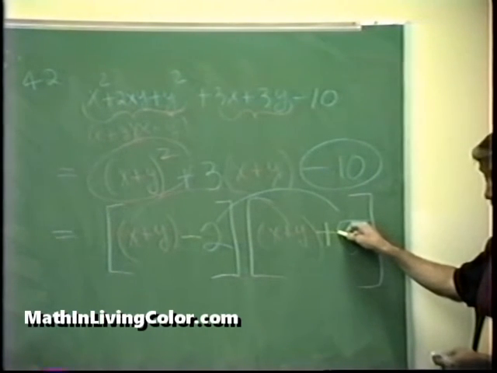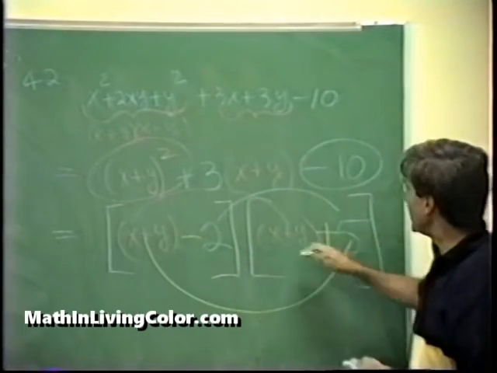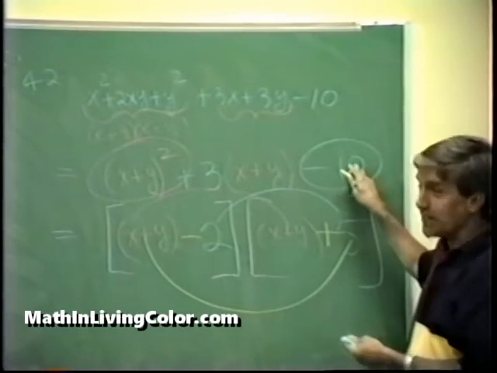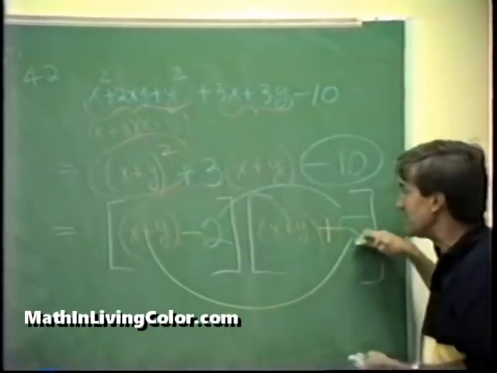Does that work? How do we know? Do the outer times outer. By the way, negative 2 times 5 is negative 10. That's correct. And now the outer times outer. What's the outer times outer?